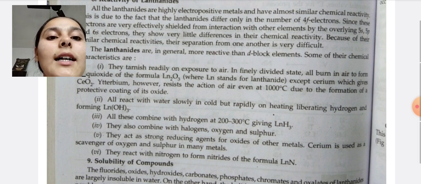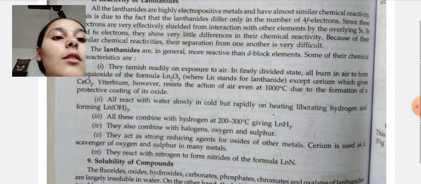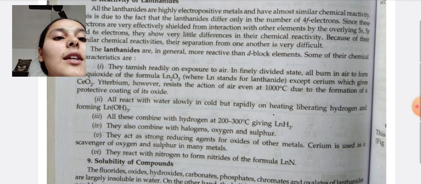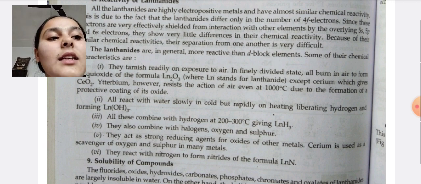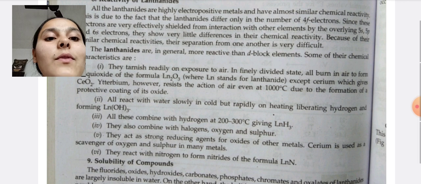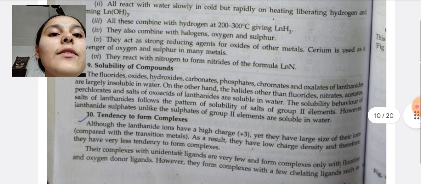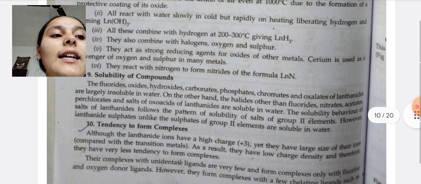And the next point is they also combine with halogens, oxygen and sulfur. Next point, they act as strong reducing agents for oxides of other metals. Cerium is used as a scavenger of oxygen and sulfur in many metals. They react with nitrogen to form nitrides of the formula LnN. Solubility of the compounds: fluoride, oxide, hydroxide, carbonate, phosphate, chromate, and oxalates of lanthanides are largely insoluble in water.